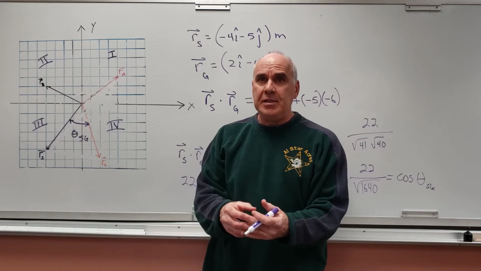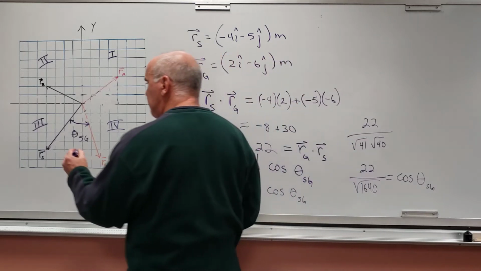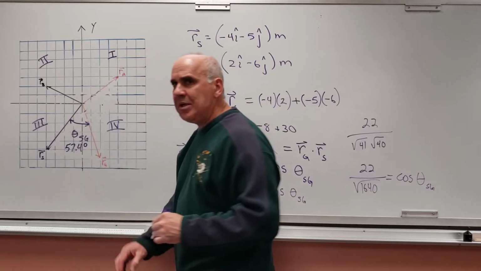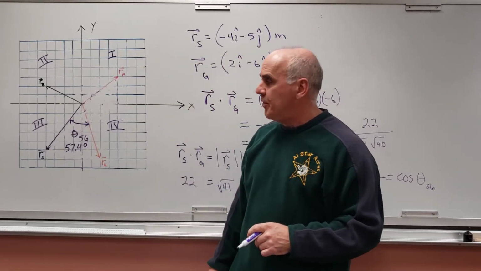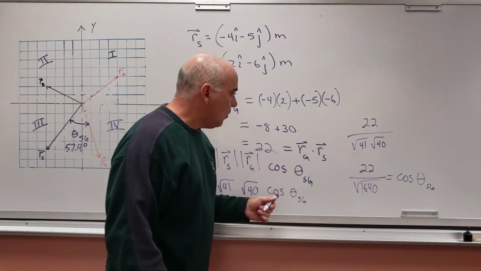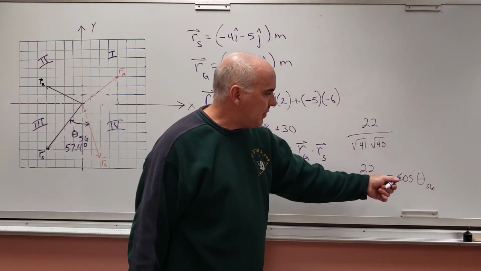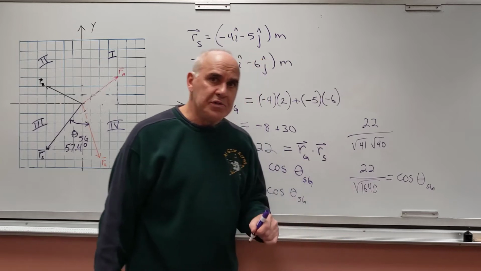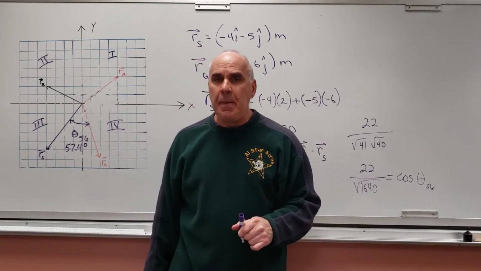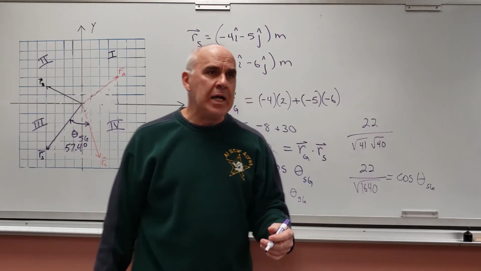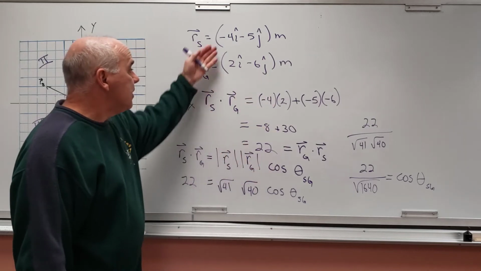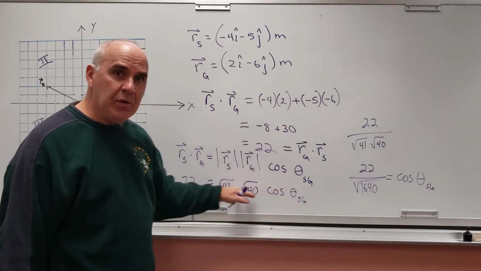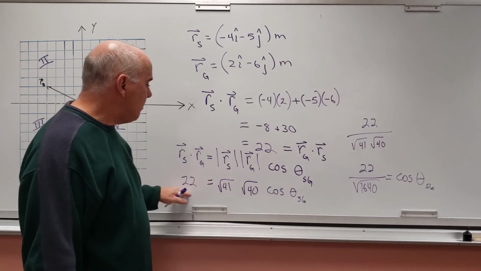But if I do that, I'm going to get 57.4 degrees. If I did all that correctly, I'm going to get 57.4 degrees. Right? And so if you take the cosine of 57.4 degrees, that should equal 22 over the square root of 1640. And that's how we do a dot product, a couple of different ways. This is how we do it by components, and this is how we do it by angles and magnitudes.